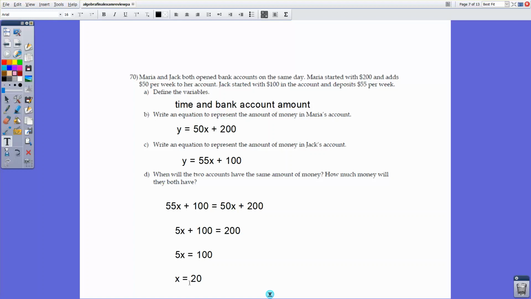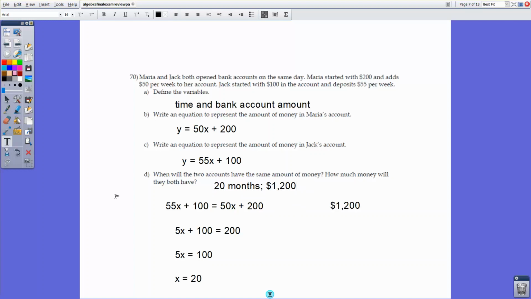Well, you can take this value and plug it into either of these two equations, and we should get the same number. If I do 50 times 20, that's like 5 times 2 plus 2 zeros, right? So that's 1,000 plus 200. They will have $1,200 in their account. And just to make sure, if I do 55 times 20, that's $1,100, and then plus 100 would also equal $1,200. So the answer to the first question, when will they have the same amount of money? They will in 20 months, and they will each have $1,200 in their account.